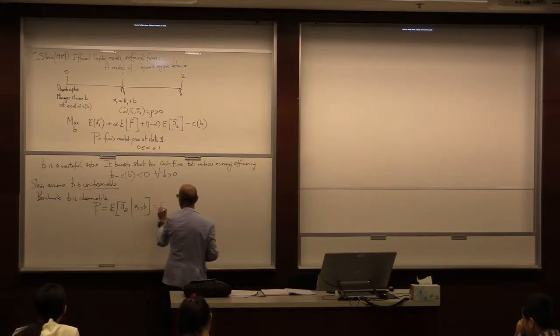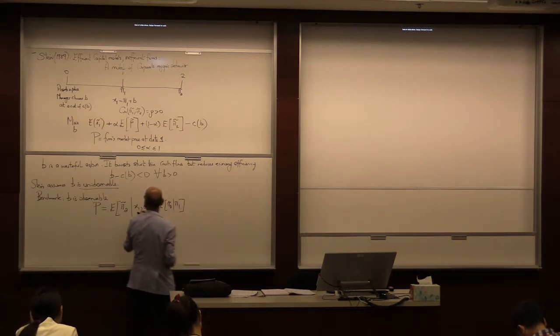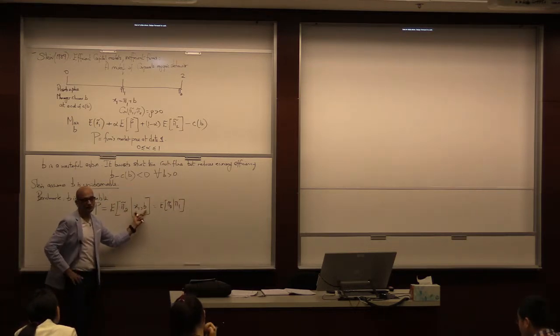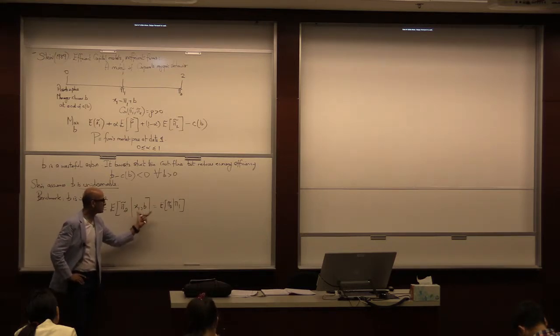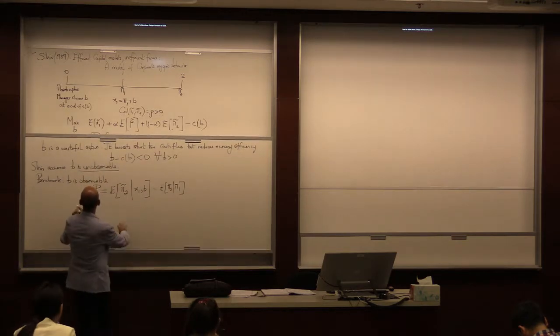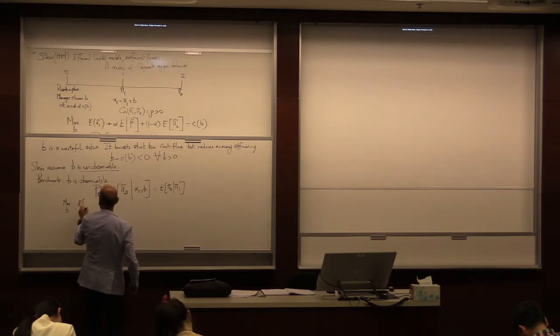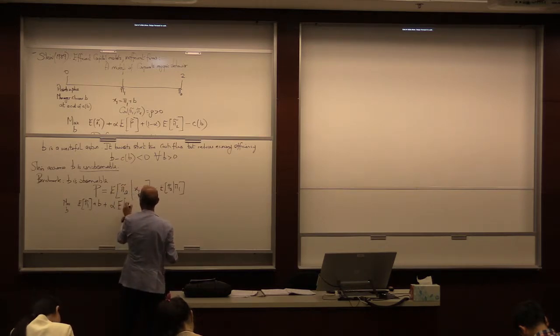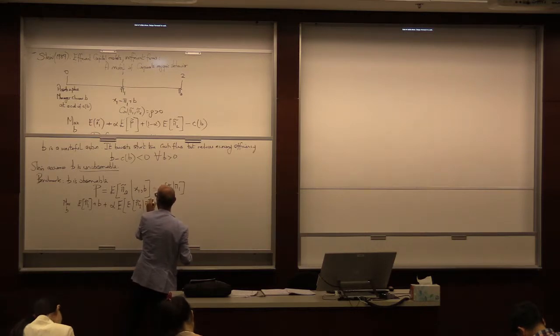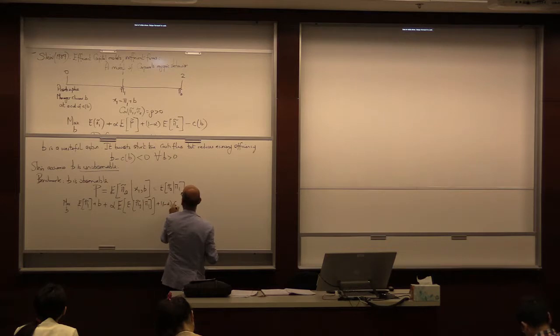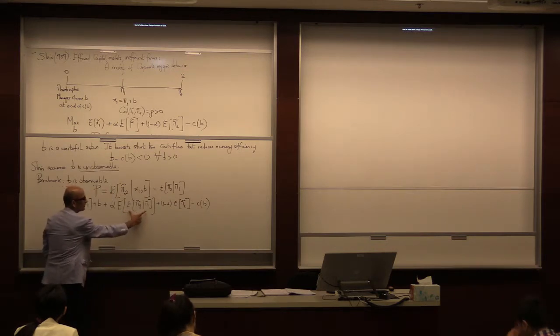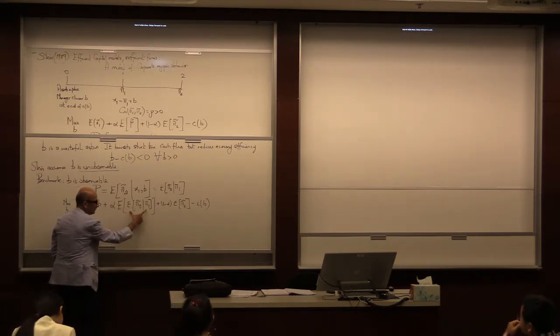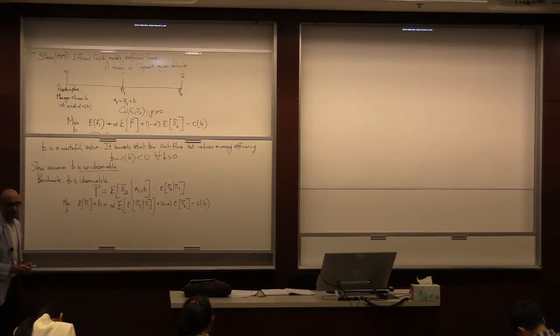What is this? This is just E of pi 2 given pi 1, because the market can calculate pi 1 from x1 and B: you just take x1 minus B. So I can write this expectation as E of pi 2 given pi 1, which means the objective function becomes: max by choice of B, E of pi 1 tilde plus B, plus alpha times the expectation of E of pi 2 given pi 1, plus 1 minus alpha times E of pi 2, minus C of B. All I've done here is replace P with E of pi 2 given pi 1 in the objective function.